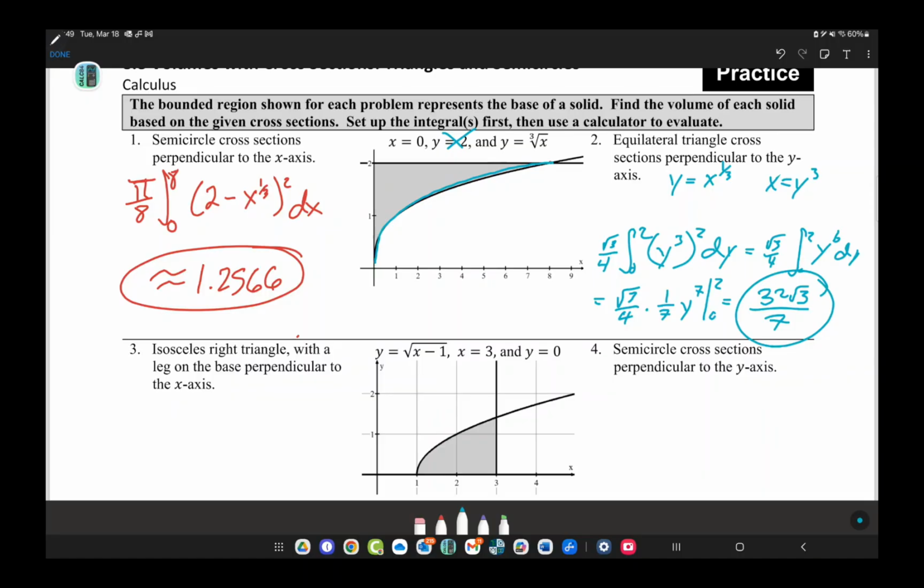I just didn't want to do number 1 by hand because I'd have to do what? Yeah, you'd have to multiply that out and then do the power rule. That's not fun. It wasn't as easy as this one.